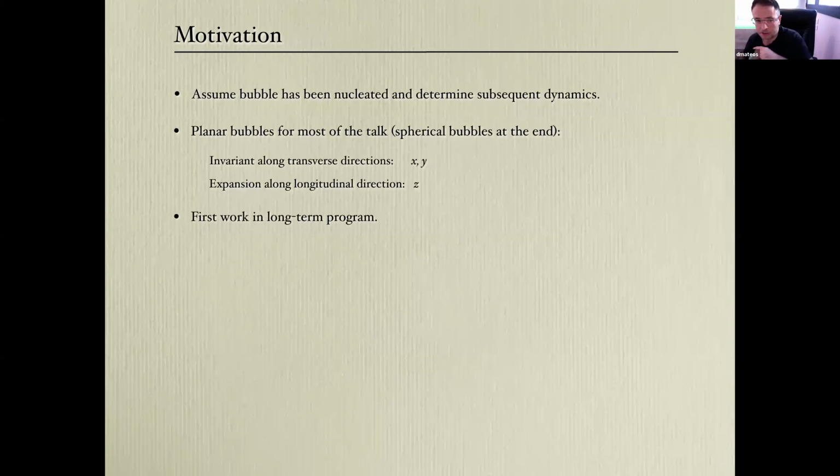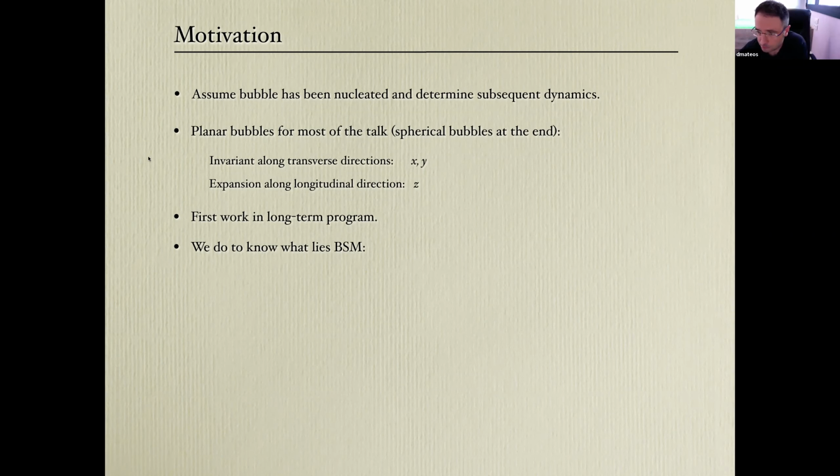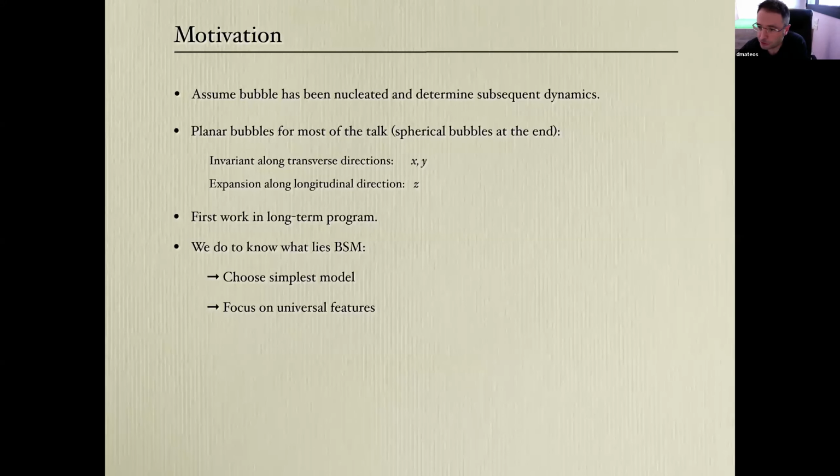So just to put this into context, I want to emphasize that this is just the first work in a long-term program. And that's why I'm restricting myself to a very simple case. Also, since we don't know what lies beyond the standard model, I'm going to choose the simplest possible model in which I can do these calculations. And I will try to focus on universal features, which may be robust to apply to a general class of models.